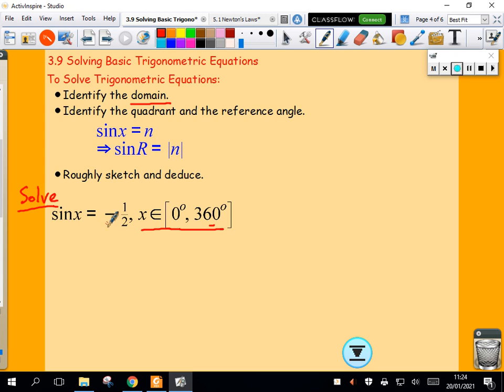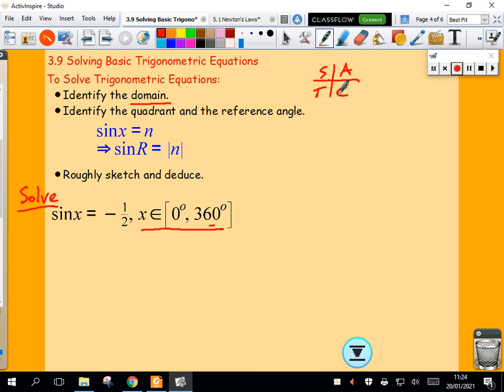The second thing is to identify the quadrant and the reference angle. We identify our quadrant using this memory tool that we've spoken about. All trig functions have positive ratios in the first quadrant, only sine and its reciprocal in the second quadrant, only tan and its reciprocal in quadrant 3, and only cosine and its reciprocal have positive ratios in quadrant 4.